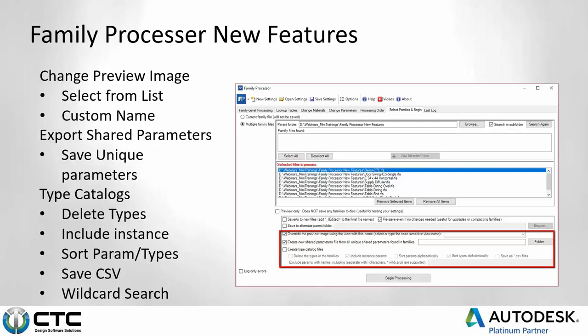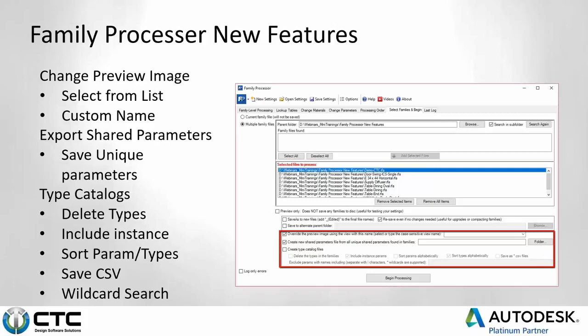You also have the include instance parameters. So if it finds an instance parameter, we have that in the shared parameter file as well. Also, sort parameters alphabetically. This is a nice one, so you can have that organized. Or it's however it's found inside the type, it's how it will pull them out. Also, you have sort types alphabetically, so it will find all the types in the family and then sort them.